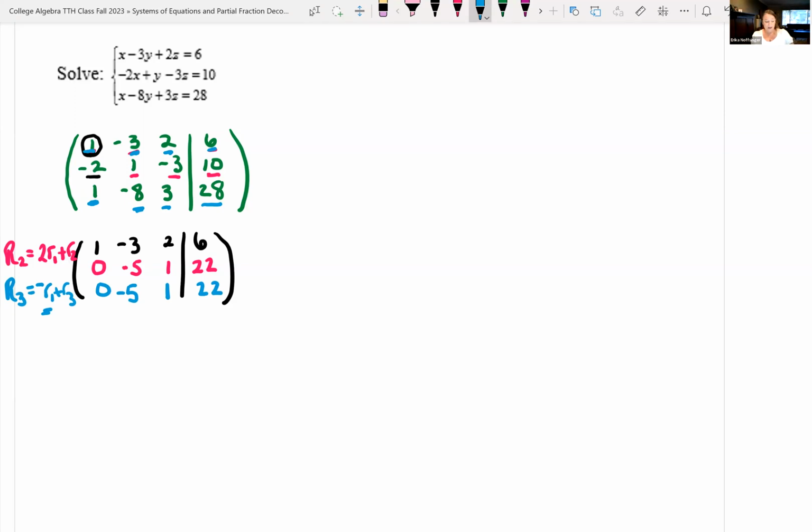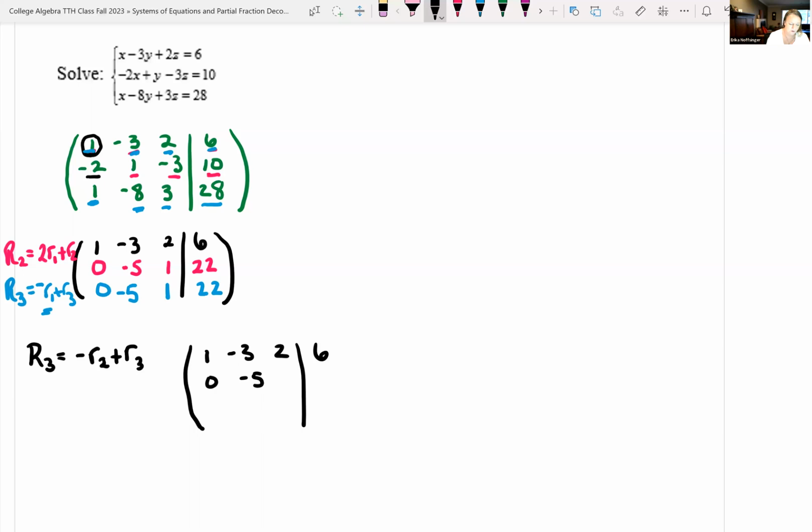So I noticed that my row 2 and my row 3 are the same. So technically, if I make a new row 3 by looking at negative row 2 plus row 3, notice that I'm going to get a row of all zeros. Let me just write down row 1: 1, -3, 2, vertical line, 6. Row 2: 0, -5, 1, 22.